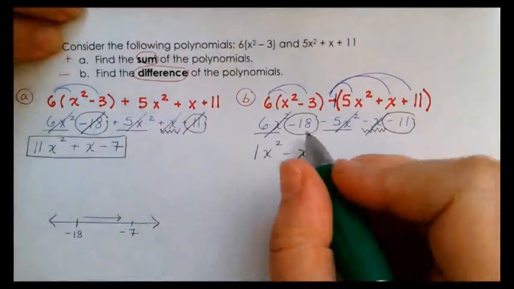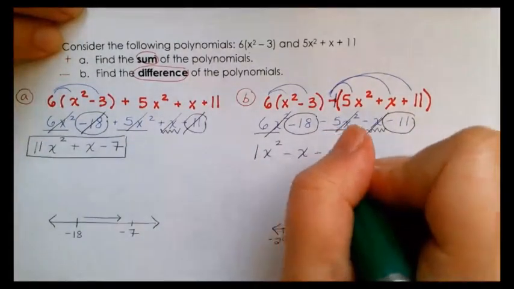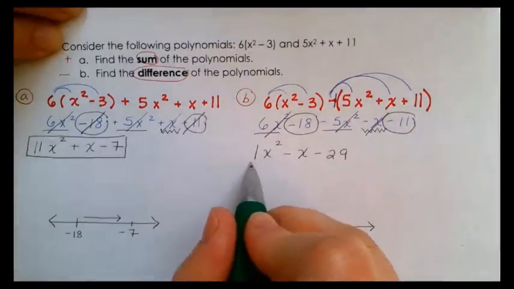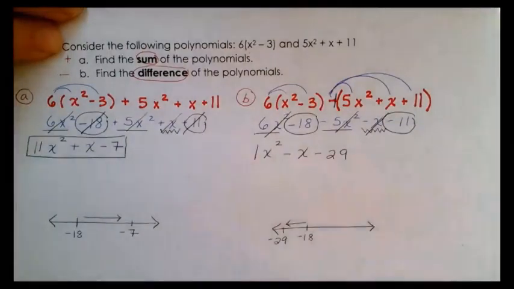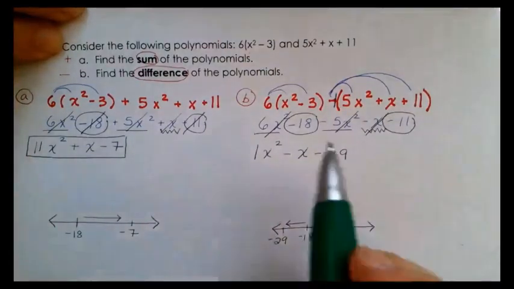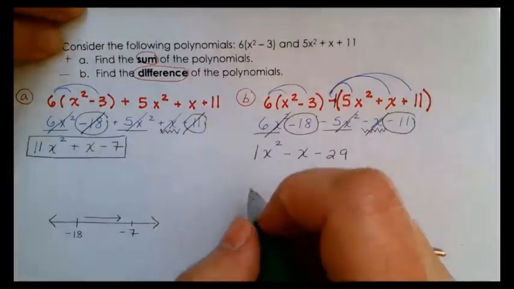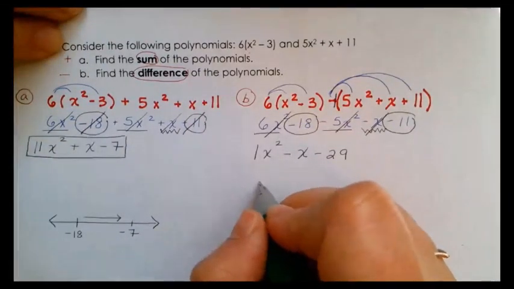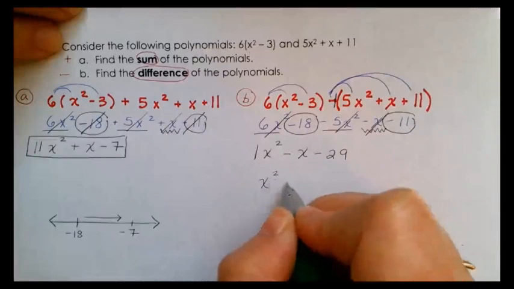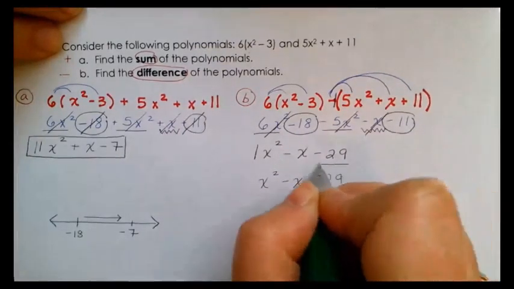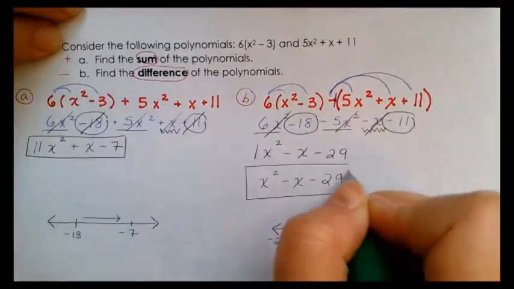So we're going to have at the end here, negative 18 minus 11 is negative 29. We're almost done. The only thing is, I don't need the 1 in front of the x squared. I showed you that because I wanted to make sure you understood we did 6 minus 5, but we don't keep that in our final answer. Our final answer, we drop the 1 in front of the x squared. X squared minus x minus 29. That's our final answer.